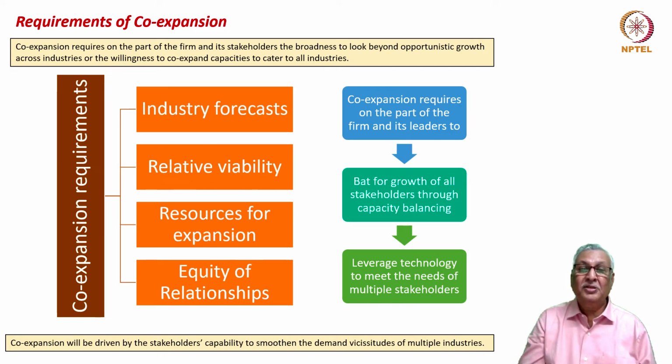A novel material that is developed by a company such as DuPont may be useful in a number of industries. A sensor may be useful in a number of industries. So we have to leverage such core technologies, and every industry must collaborate with each other, not to monopolize the technology, but to diffuse the technology to as many industries as possible. Co-expansion will be driven by the stakeholders' capability to smoothen the demand fluctuations of multiple industries.